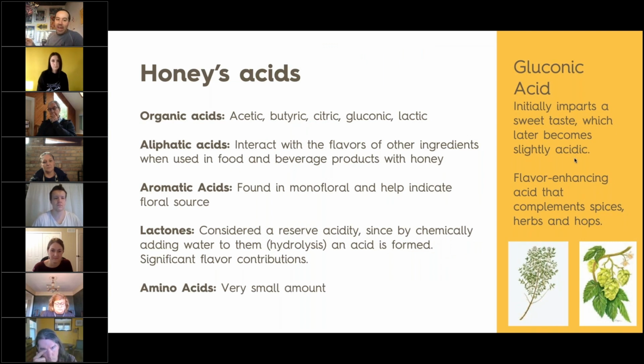Taking a closer look at our acids, you see a whole bunch of them, everything from organic acids and aromatic acids to lactones and amino acids. The big one that's going to have the most impact on the flavor of your honey or your bakery foods is gluconic acid. Gluconic acid is an organic acid. It has a really complex flavor profile, where it starts sweet initially and then develops into a more acidic flavor.